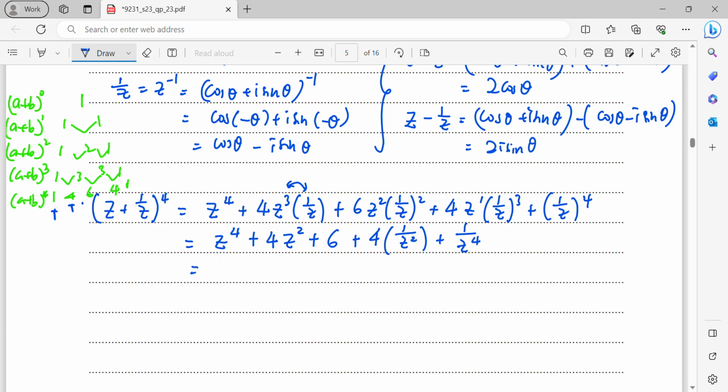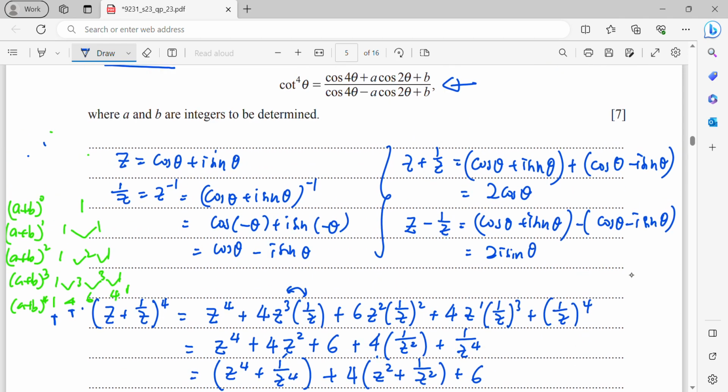Now, the first and last terms with the same degree, I will group them together. The second term and the fourth term will be the same, so I will factorize the 4, then you get z squared plus 1 over z squared. Lastly, the third term just remains plus 6. Okay, now we need to get what is z degree 4 plus 1 over z degree 4. So from here, we get this. z plus 1 over z is 2 cos theta. So z minus 1 over z is this result.